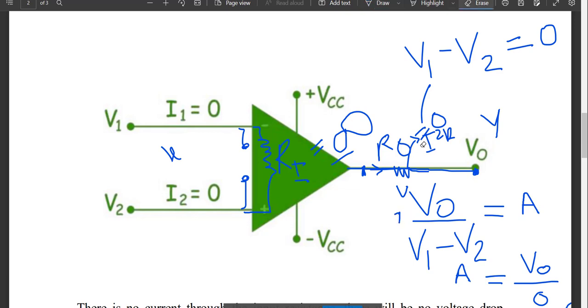One second, I will erase so much clutter over here.